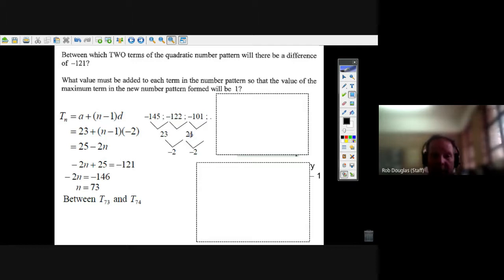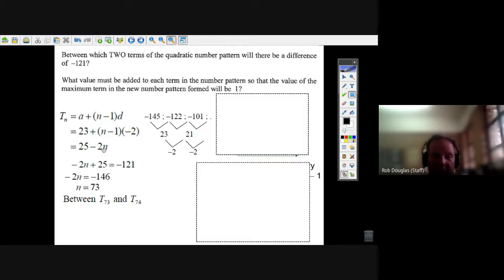Now, if you're good at coming up with equations, 23, 21, 19, you know that it's going down by 2, so it has to be minus 2n. And if you're really good, you know that the term before the first term is called T0. If you just add that number, which is 25, there's your equation. You can put it into the formula a plus n minus 1 times d. That'd be fine. You'll get 25 minus 2n.